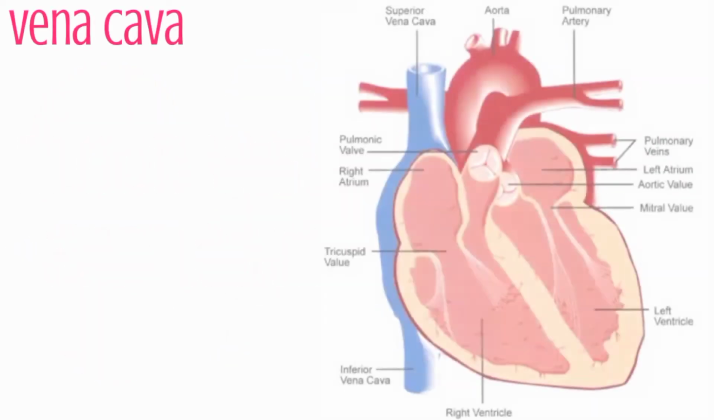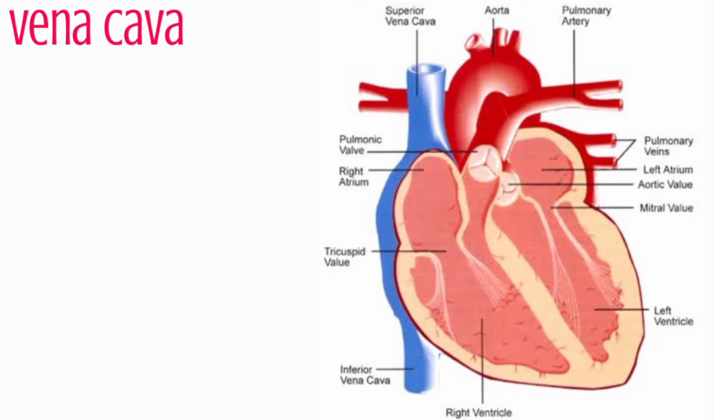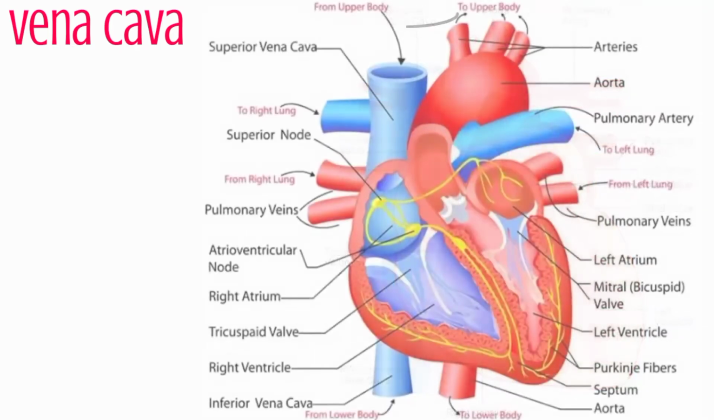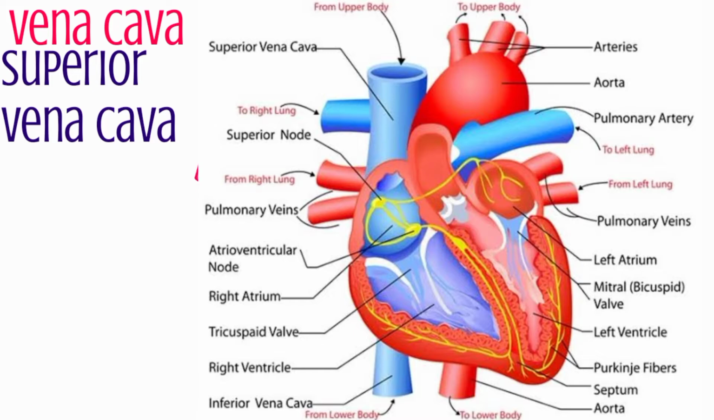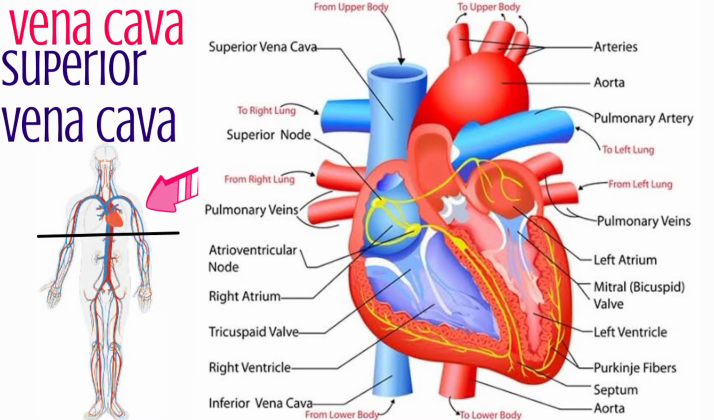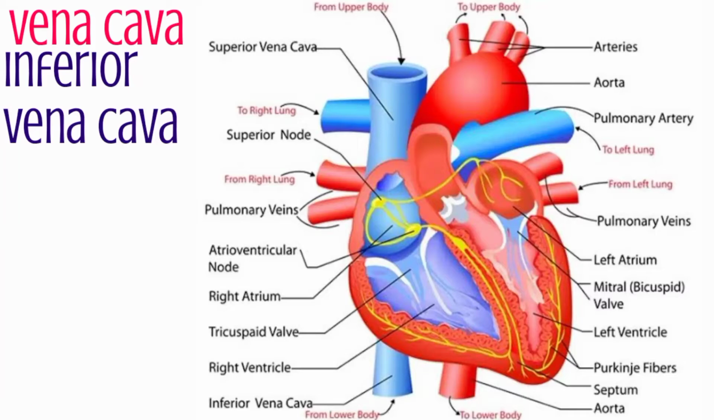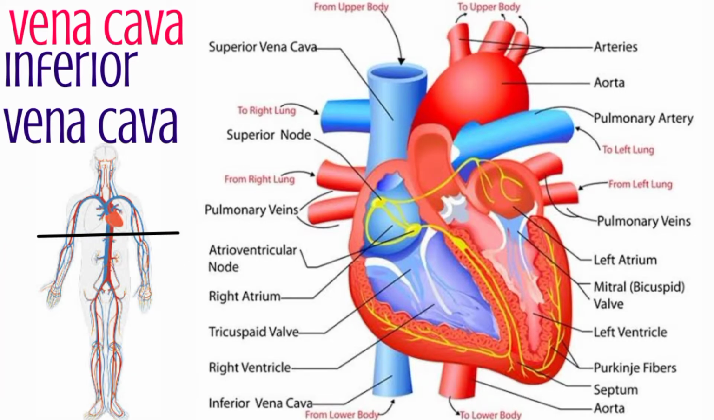Blood vessels entering and leaving the heart. Vena cava. There are two large veins, superior vena cava and inferior vena cava. Superior vena cava brings deoxygenated blood from the upper parts, head and shoulders of the body to the right atrium. Inferior vena cava brings deoxygenated blood from the lower part, trunk and legs of the body to the right atrium.